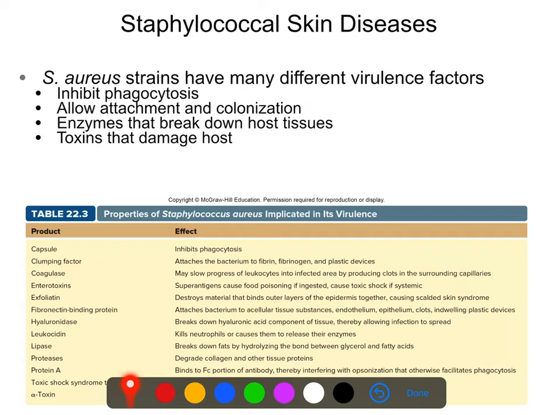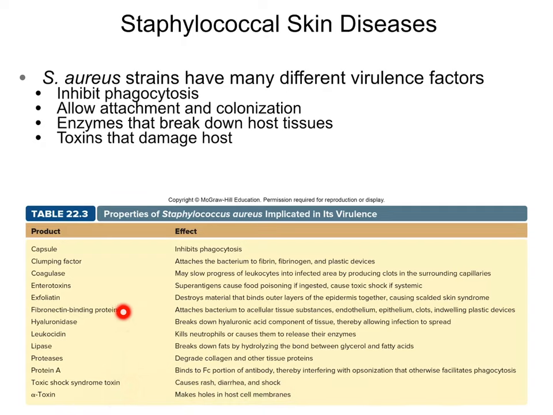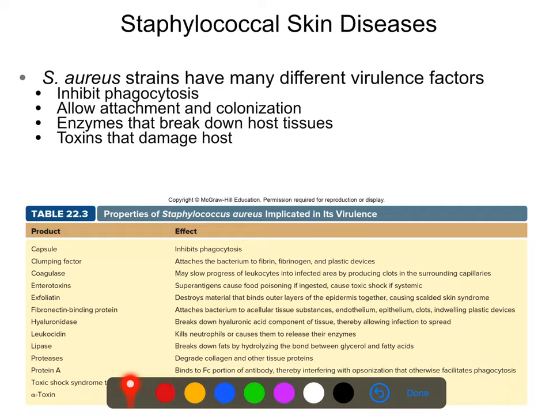So, staphylococcal skin diseases. Staph epidermidis lives on your skin all the time and usually does not cause any sort of imbalance or pathogenesis, but Staph aureus living on your skin can, depending upon the virulence factors that it has. And as you see here, there are lots of different virulence factors that Staph aureus can have.